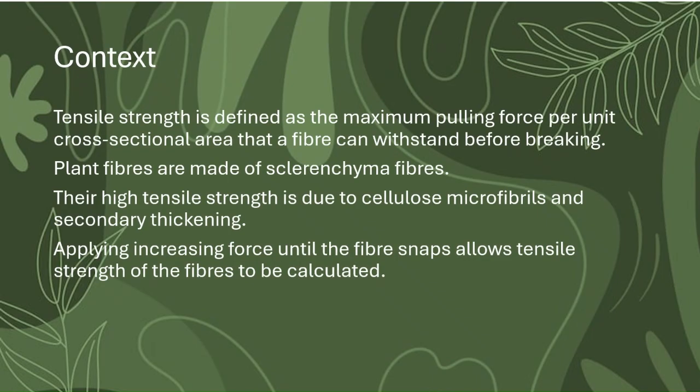For context, tensile strength is defined as the maximum pulling force per unit cross-sectional area that a fiber can withstand before breaking. Plant fibers are made of sclerenchyma fibers. The high tensile strength is due to cellulose microfibrils and secondary thickening. Applying increasing force until the fiber snaps allows the tensile strength of the fibers to be calculated.